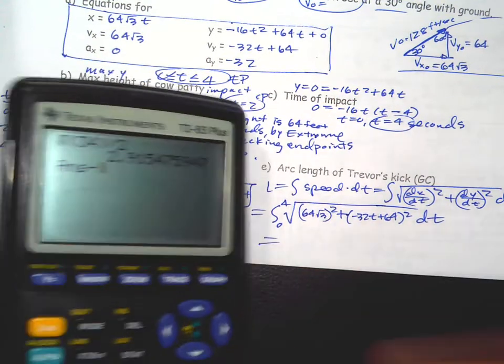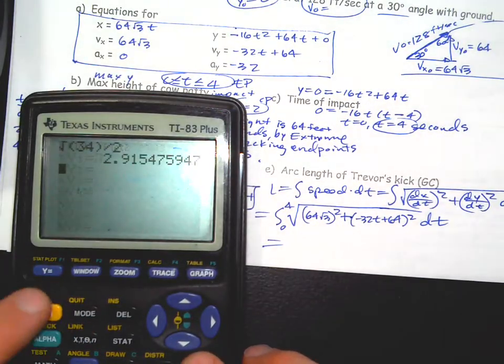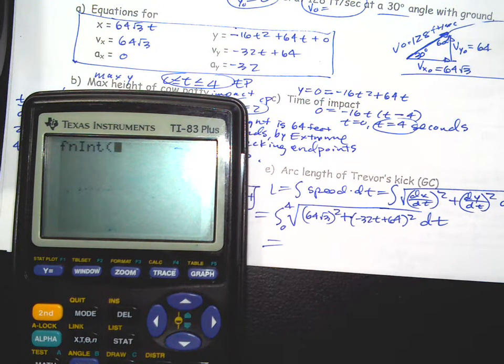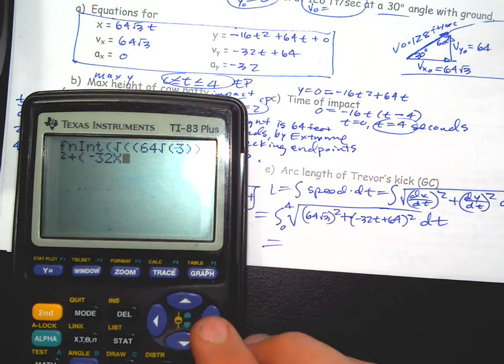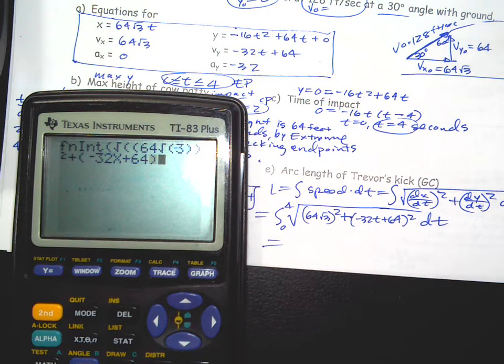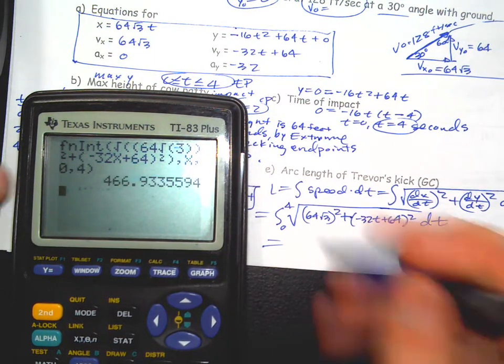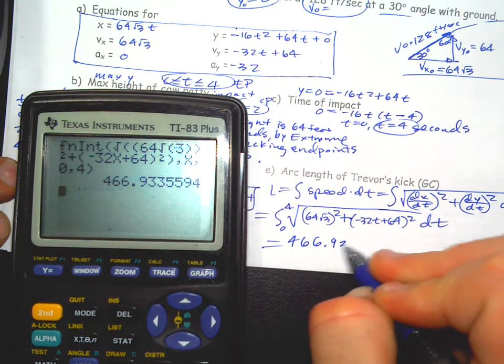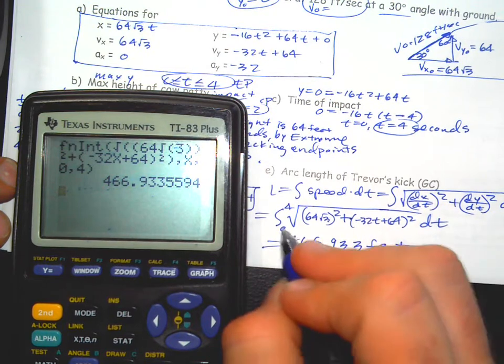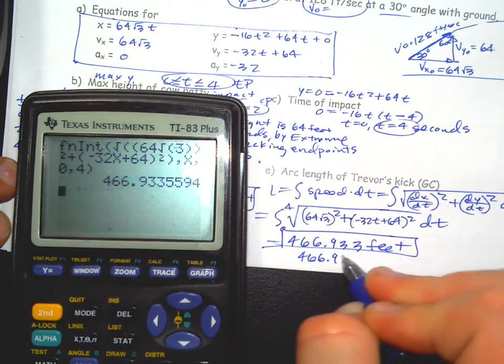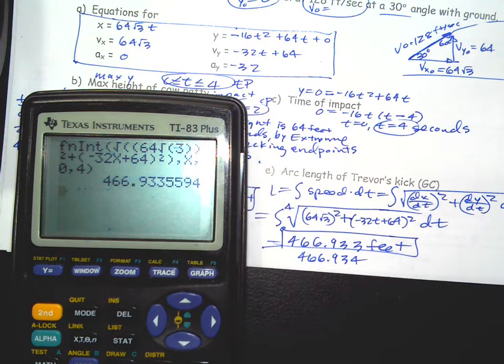So on your calculator, Math 9, square root of (64 root 3) squared plus (-32x plus 64) squared, comma x comma 0 comma 4. 466.933 feet are the units, or 466.934 if you want to round. So there you go, bunch of good stuff there.